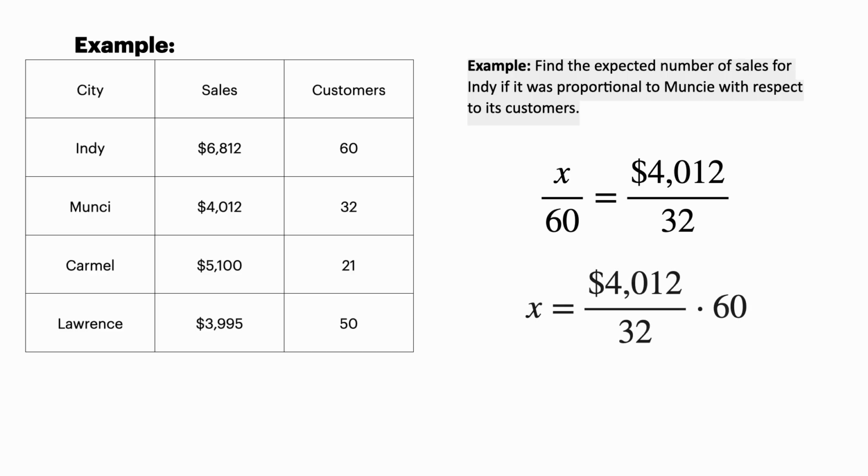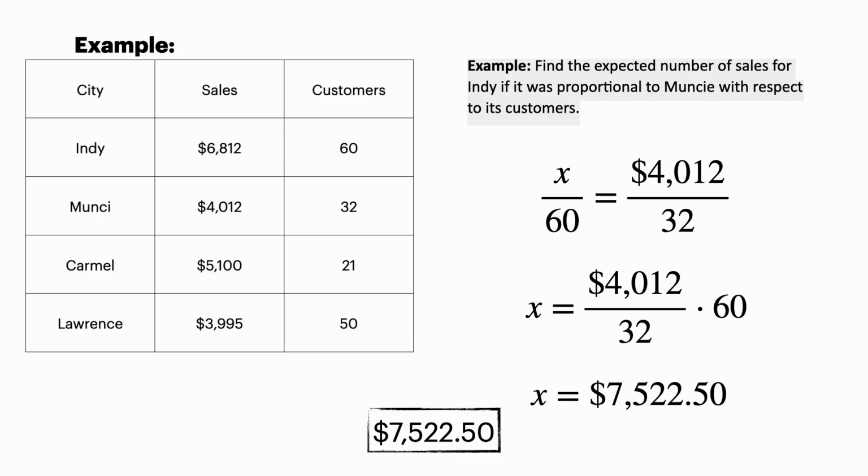We can do that by multiplying 60 on both sides. And if we multiply 4,012 times 60, divided by 32, we're going to find $7,522.50. So that would be the sales for Indy if Indy was proportional to Muncie. Another way of saying Muncie is killing it. Muncie's doing awesome. They're doing better than if everything was proportional, doing better than Indy is doing. So proportionally, they're doing better.